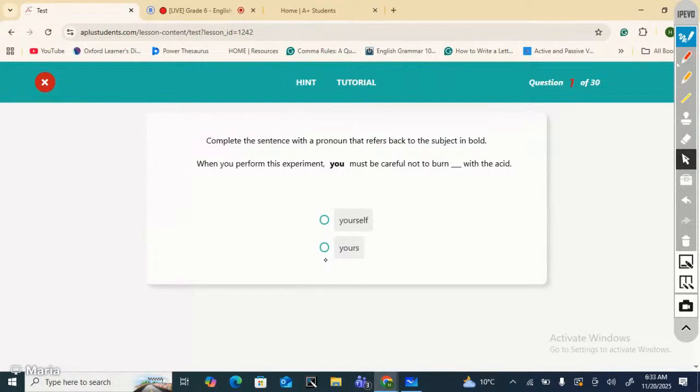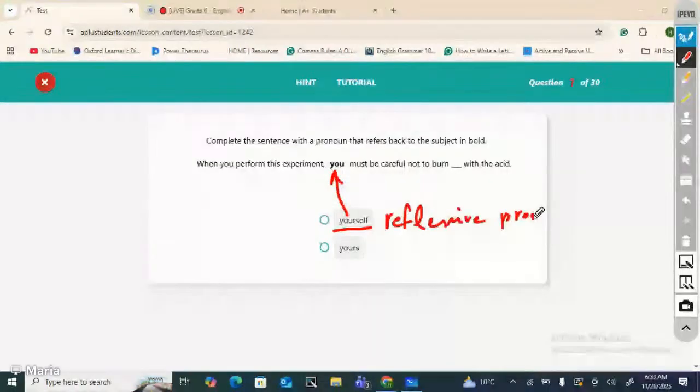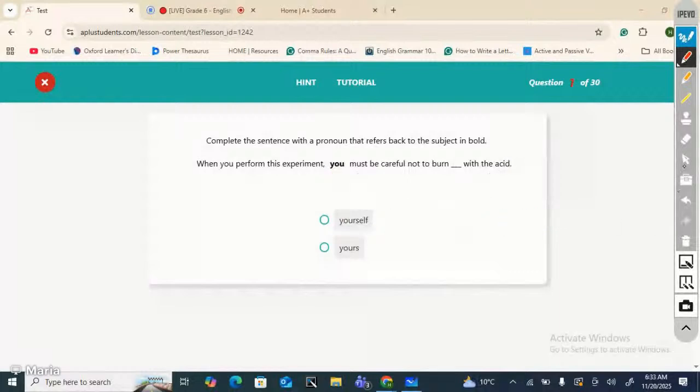Which pronoun refers back to the subject in bold? We know that a reflexive pronoun refers back to the subject. So that is yourself. Yours is not. So you must be careful not to burn yourself with the acid. Good. Option 1 it is.